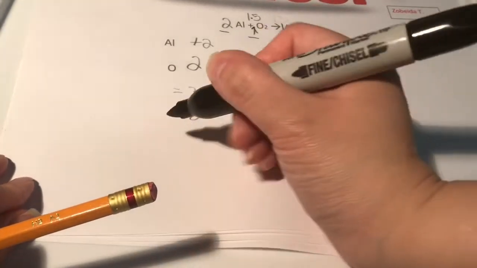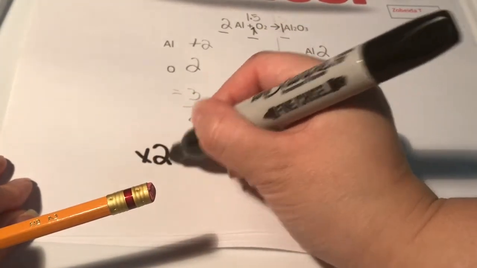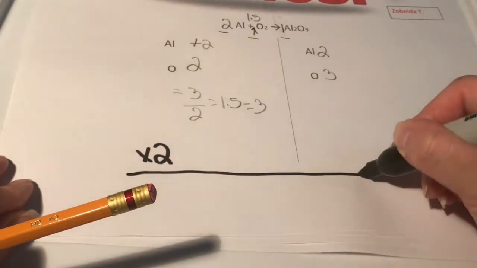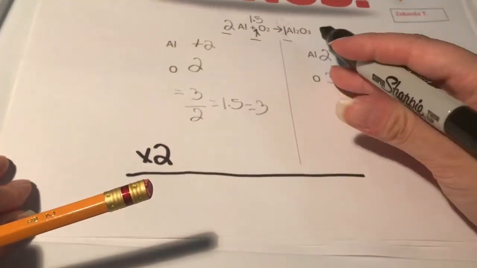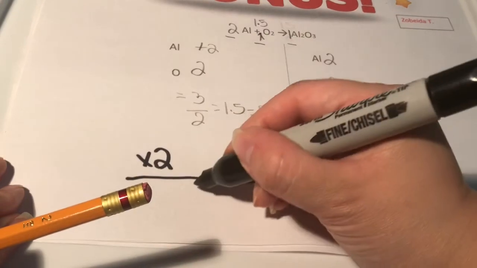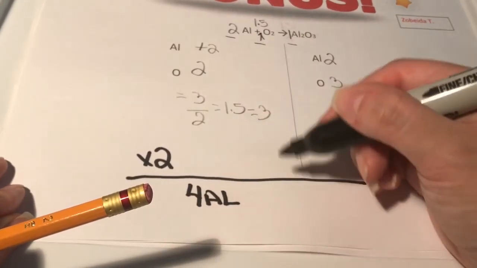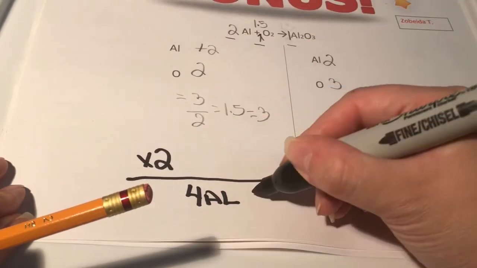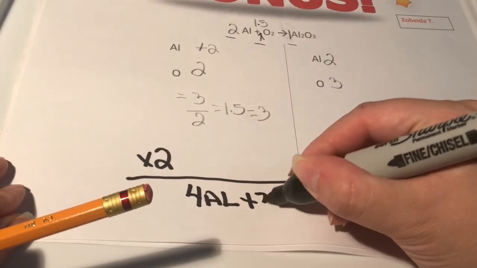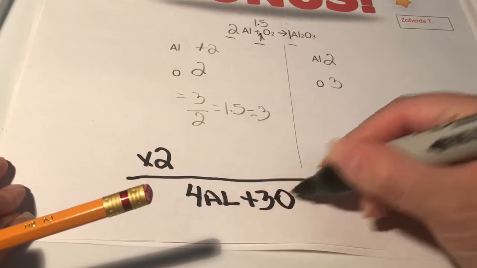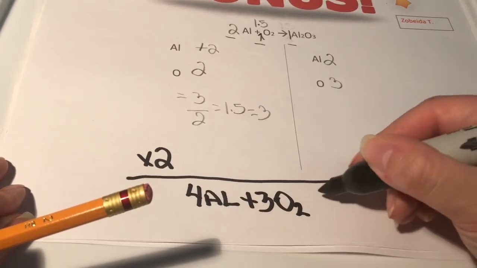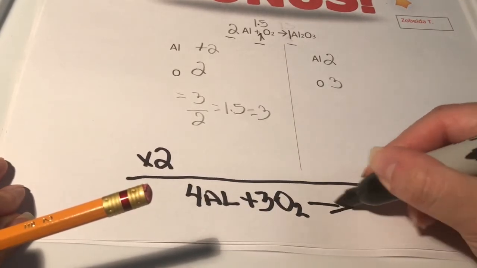Now, because we want everything to be a whole number, we're going to multiply it by 2. It's only multiplying the coefficient. So here, 2 times 2 is 4 aluminum. Now, 2 times 1.5 gives me 3 as a coefficient. So it's 3 times 2 of the subscript, which gives me 6 oxygens.